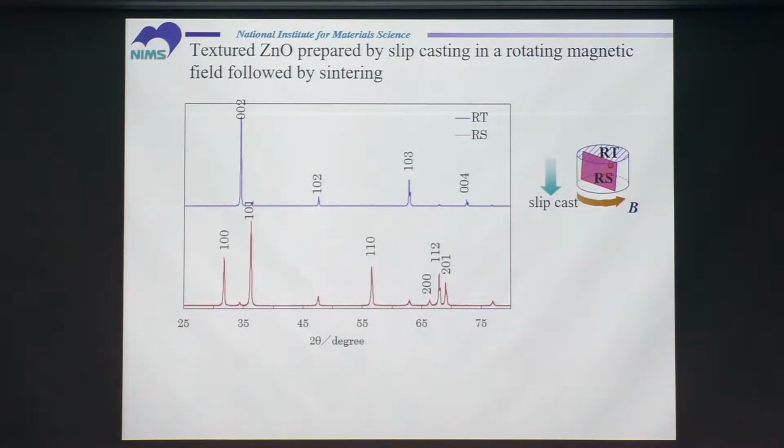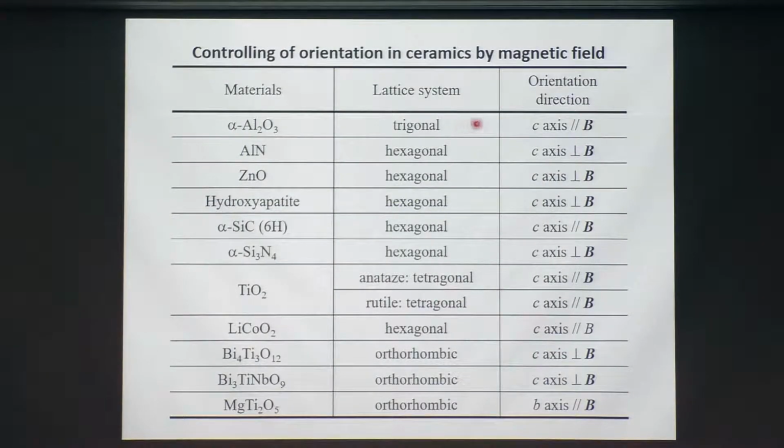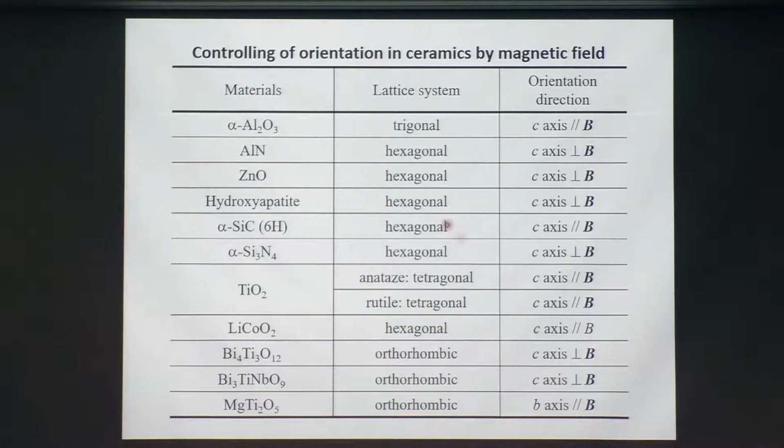But by using the technique of a rotating magnetic field, we could demonstrate that quite beautifully the c-axis is oriented in one direction, like this. We have applied this technique to make the orientation of several kinds of ceramics like this. These materials are for dielectric property application. This is for lithium-ion battery or photocatalyst or other things, engineering ceramics or like that.